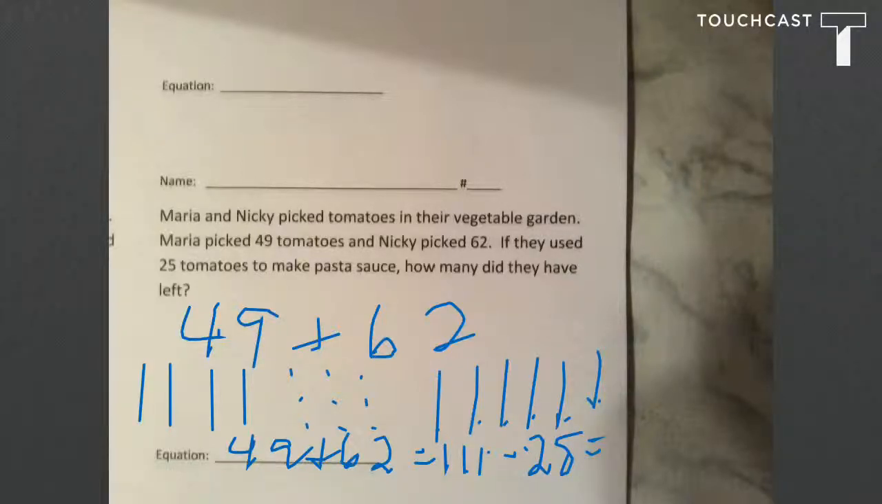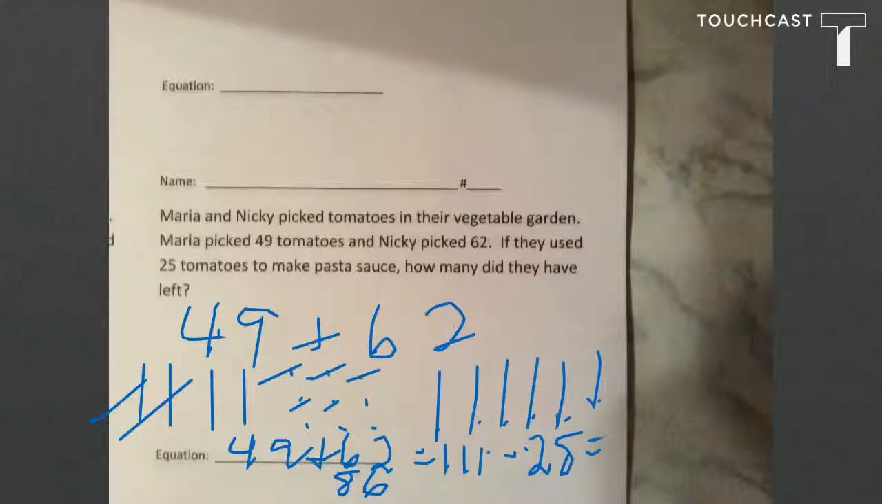So I'm going to take away 2 tens and 5 ones. 1, 2, 3, 4, 5. And then I'm going to count to see how many are left. 10, 20, 30, 40, 50, 60, 70, 80. And then 81, 82, 83, 84, 85, 86. So the answer would be 86.